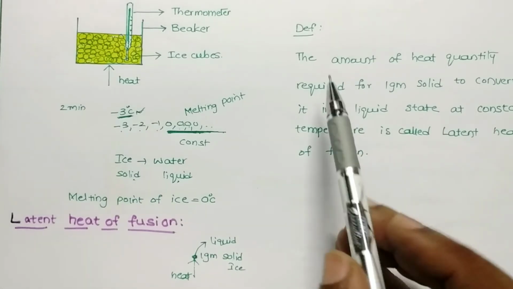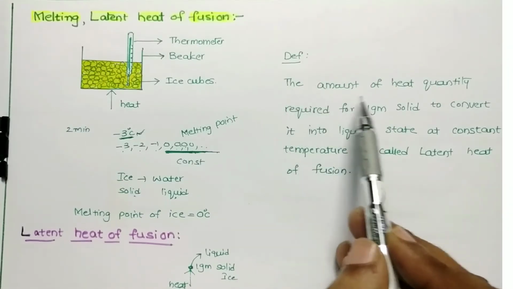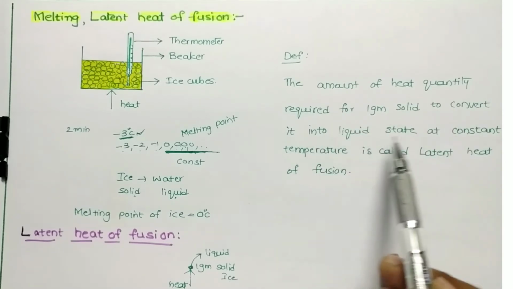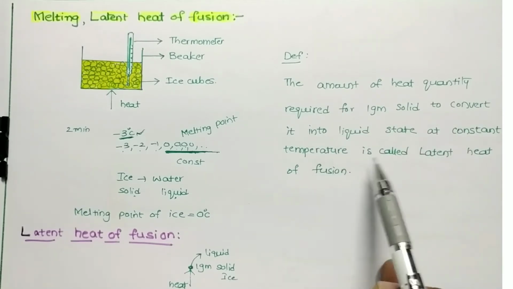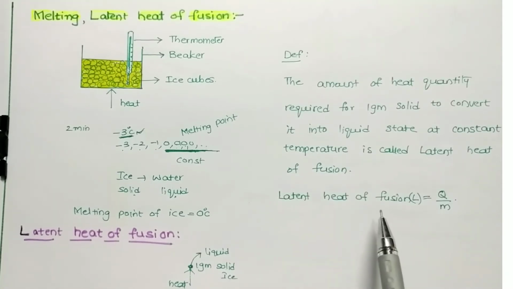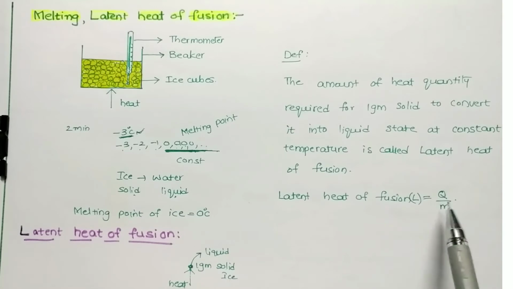So the definition can be written as: the amount of heat quantity required for 1 gram solid to convert it into liquid state at constant temperature is called latent heat of fusion. Latent heat of fusion is equal to Q by M, where Q is the amount of heat quantity required and M is the mass of the substance.